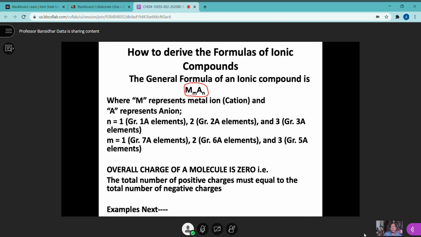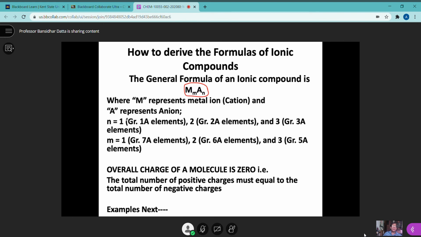Lowercase m is the number of negative charges, and you'll see how it's a crisscross. A is the anion, n is the number of cations, the number of positive charges. So capital M, lowercase m, A, anion, n. That's because the molecule is neutral. So A is the anion, M is the cation, the metal.